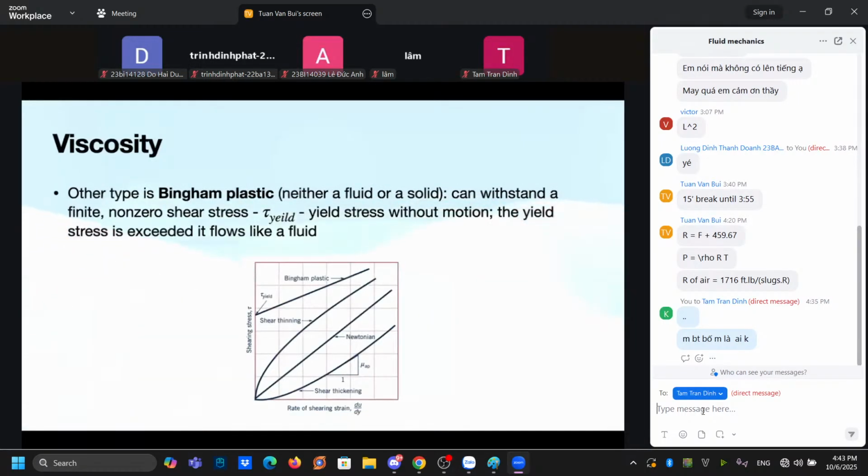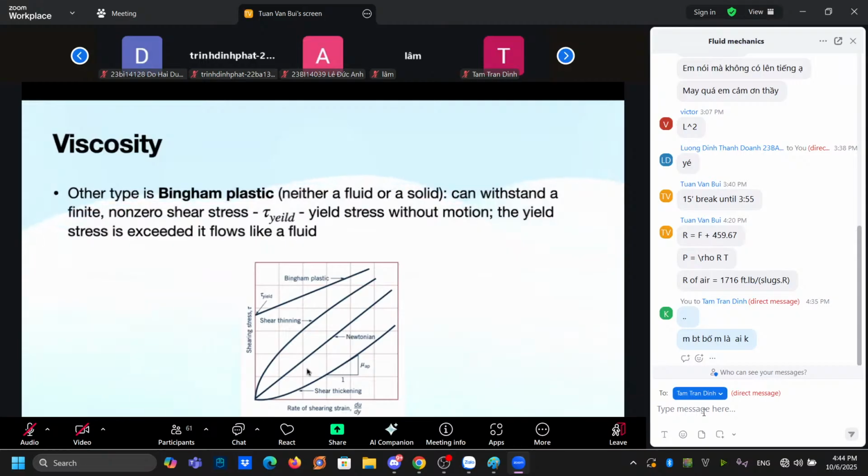Another type is the Bingham plastic, which is neither a fluid nor a solid, and such material can withstand a finite non-zero shear stress. We call that the yield stress, tau yield, with no motion. But once the yield stress is exceeded, it will flow like a fluid. Toothpaste and mayonnaise are common examples of plastics.